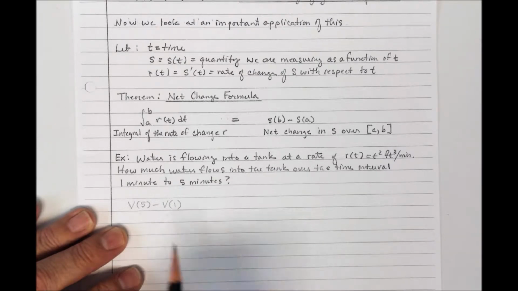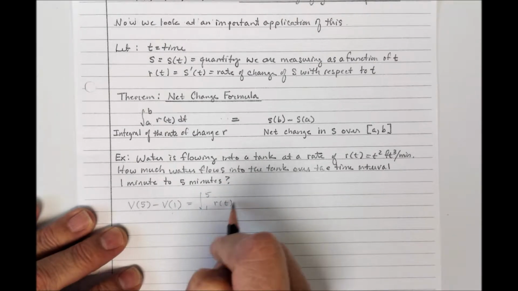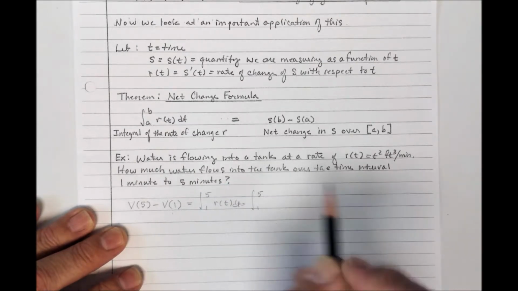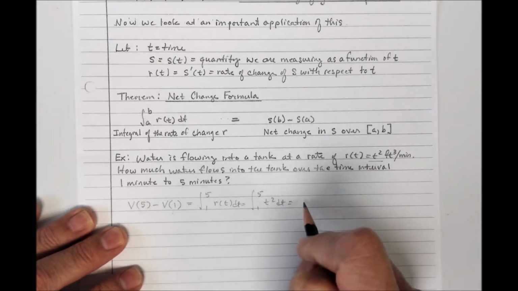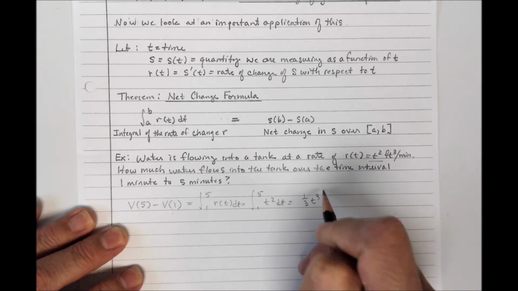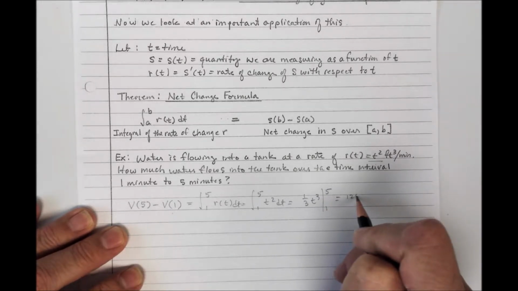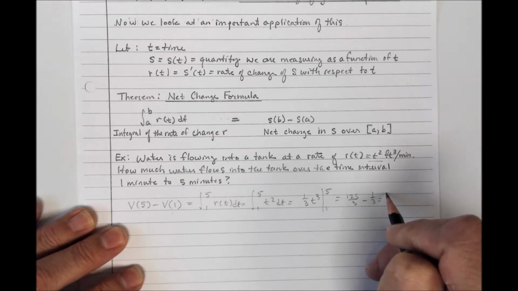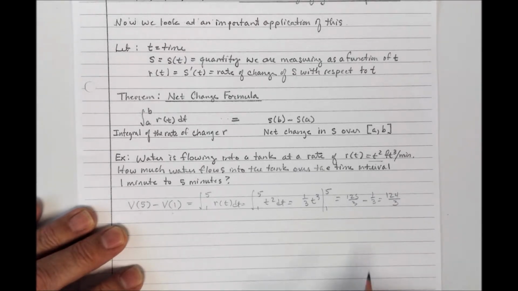Well, this is going to be the integral from 1 to 5 of r of t dt, which is the integral from 1 to 5 of t squared dt, which of course is 1/3 t to the third power running from 1 to 5, which would be 125 thirds minus 1/3, 124 thirds. And this would be in cubic feet of water.